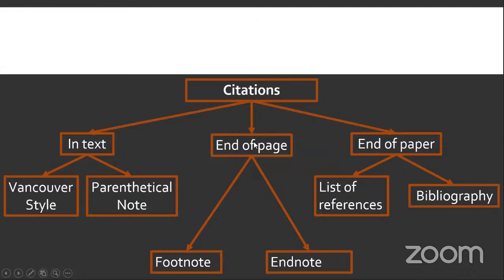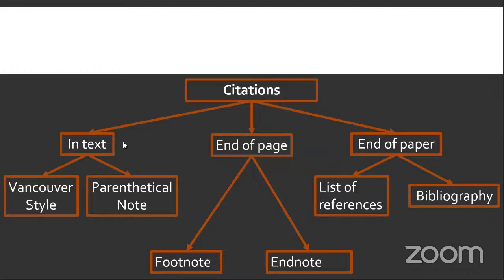Sometimes citations can be given as end-of-page citations, which include footnotes and sometimes endnotes. And citations also include end-of-paper citations, which include the list of references and bibliography. We'll talk about each one of these examples, and we'll try to see how they differ, what the definitions of those are, and the differences between them.